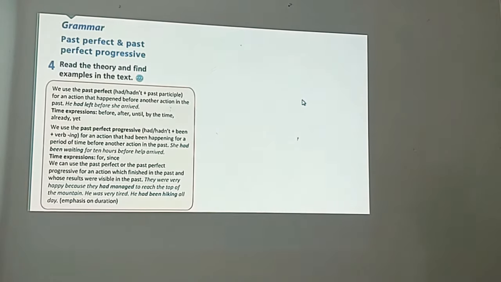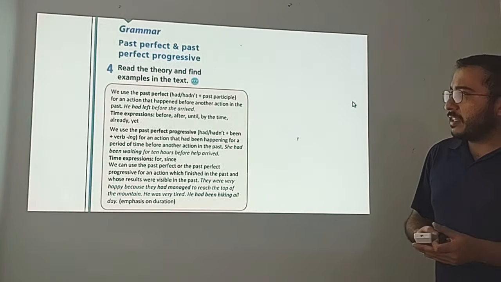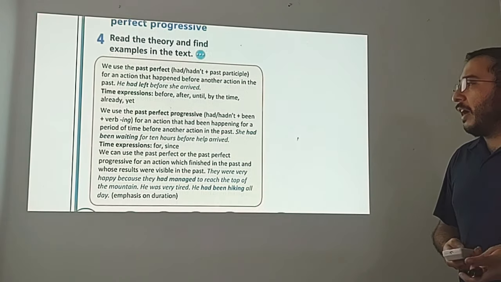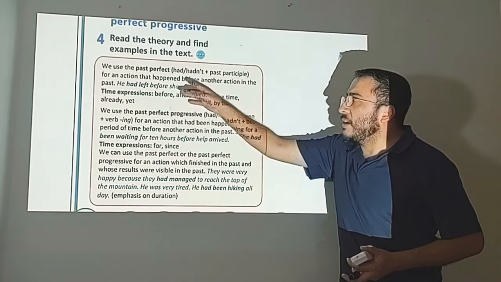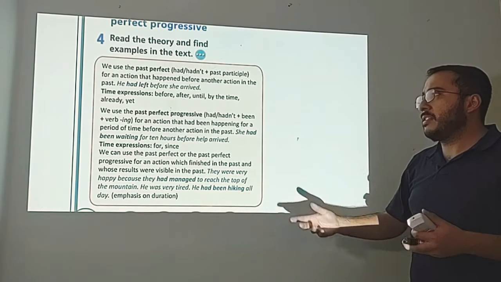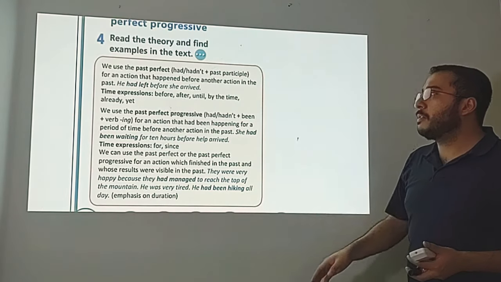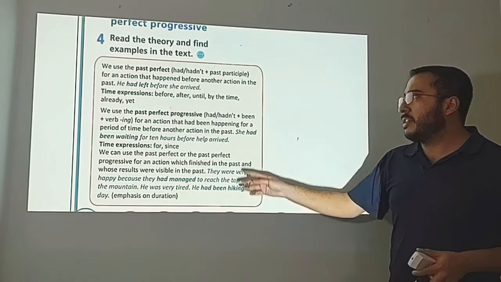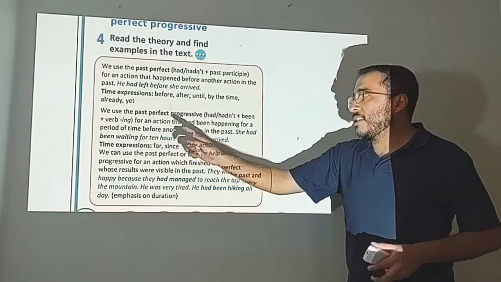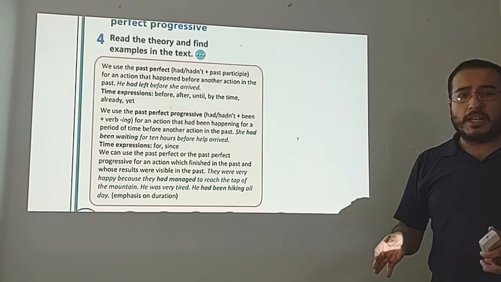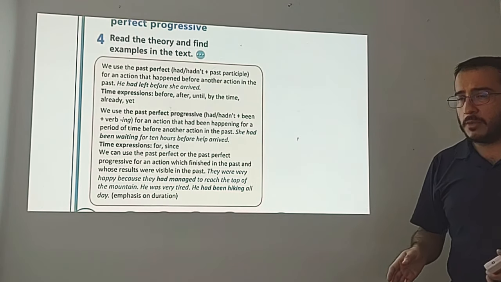You should remember, I hope you do, that the past perfect and past perfect progressive, you have the structures in your notebook. They are built using the same auxiliaries. Remember, had and hadn't, negative. The only difference is that in past perfect we use the past participle, and in past perfect progressive we use been, and the verb, as it is a progressive tense, goes in ing. You know this already. I explained it in class, in school.